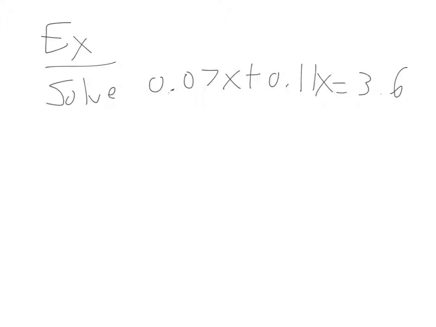Now here's another example. Solve 0.07x plus 0.11x equals 3.6. Now you could do what we did in the previous example and get rid of the decimals by multiplying everything by 100. Or you could leave it in decimal form for now. I'm going to multiply it by 100 again just because I think it's easier. I think it's easier whenever you don't have decimals.